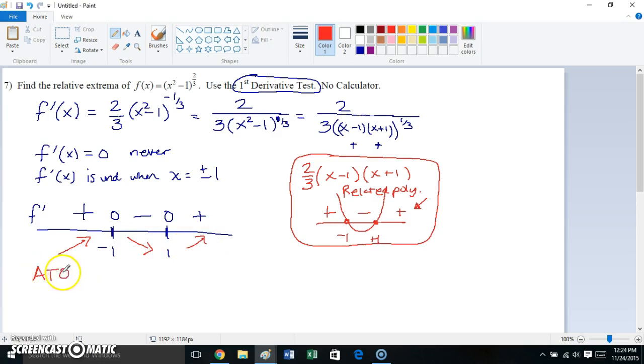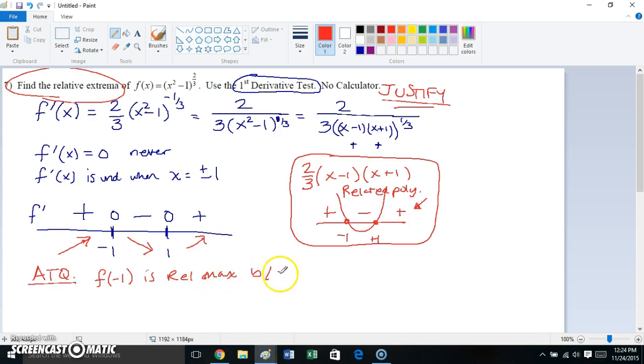So let's answer the question. Find the relative extrema, and I'm going to also say justify. The more you start justifying, the more natural it will be, and then there will not be a question about why you have come to your conclusions. Okay, so we're going to say f of -1 is a relative max because f prime changes sign from positive to negative.